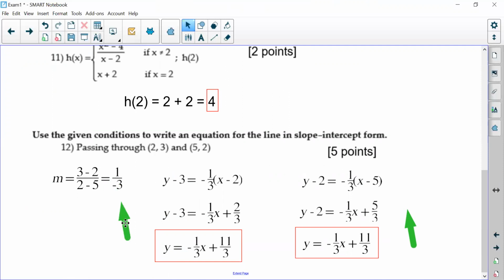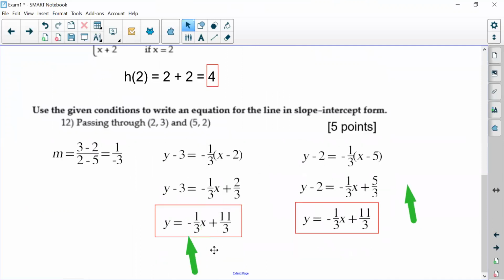And then there's a few different ways to do this, but I put it into point slope form and then solve for y, getting negative 1/3 x plus 11/3. And since you have 2 points, 2, 3, and 5, 2, you can use either one of those since they're both on the same line, and that should result in the exact same answer.